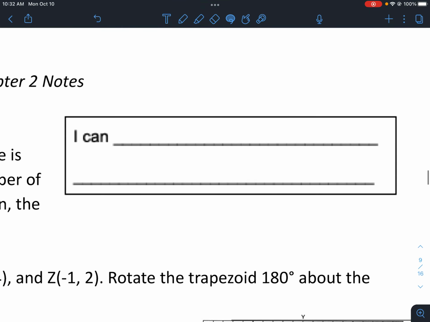Alright, so today we will talk about how to plot rotations on a coordinate plane.